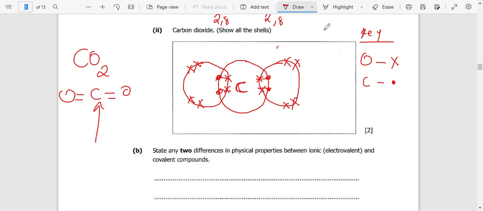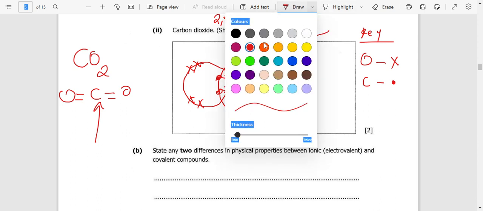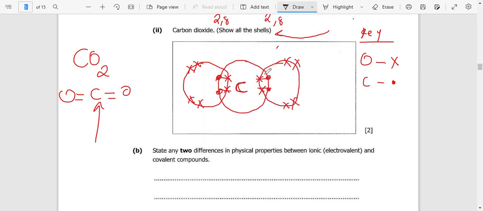Now, for this one, they've told us to show all shells. So meaning let me also show for those which are inside. Carbon has got 2 electrons inside. Remember, for carbon we are using dots. Oxygen also has got 2 inside like that. Oh sorry, for oxygen we are using a cross. Even this one is like that. So this is the bond, this is the carbon dioxide. Is that okay?